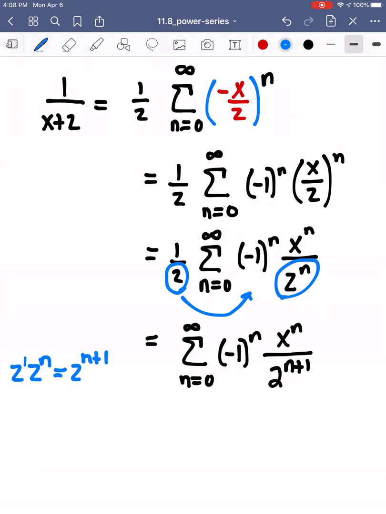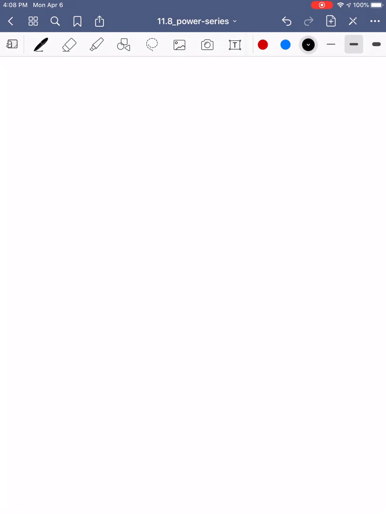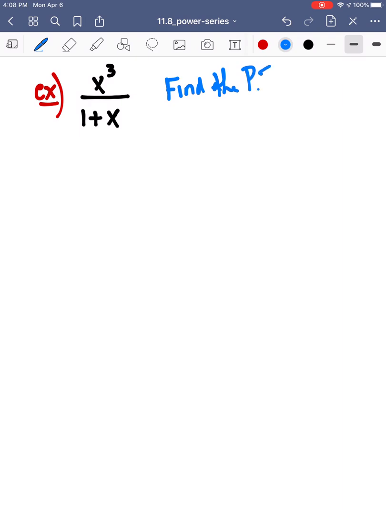Let's do one more example here. So this is, again, find the power series representation of a function. So in this case, let's consider this function of x cubed all over, you know what, 1 plus x squared. Or actually, we already did 1 over 1 plus x squared. Let's do just 1 over 1 plus x. And again, this is find the power series representation.